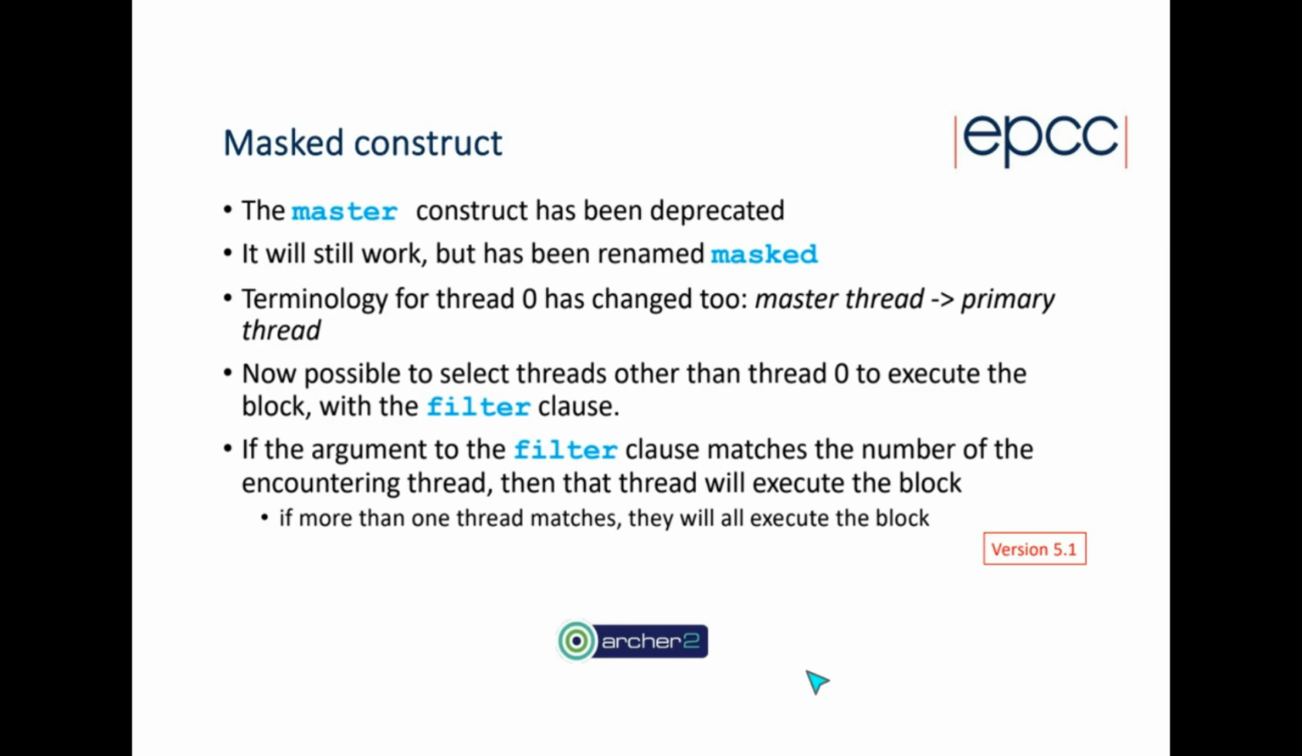Okay, so the argument to the filter clause can be different on different threads. And if it matches the thread ID, then that causes that thread to execute the block. Otherwise, it will ignore it. Okay. So the original master construct is equivalent to masked with a filter clause with an argument of 0. So if all threads pass 0 as the argument to the filter clause, only thread 0 will match that and execute it. But if more than one thread matches, they will all execute the block.